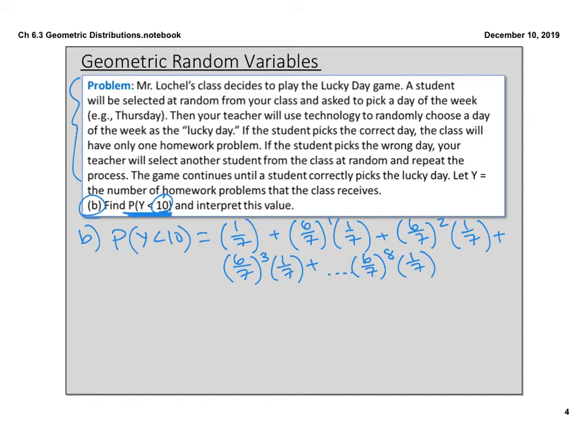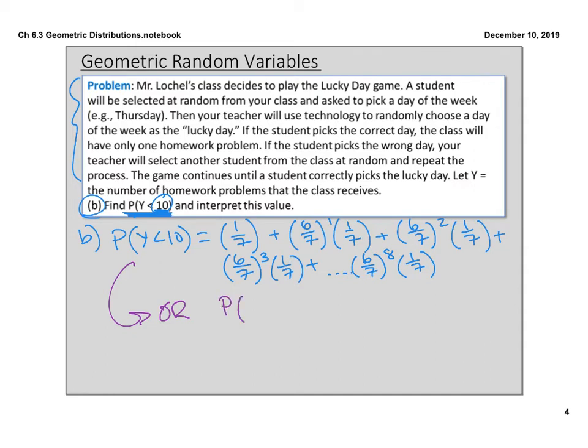Now, it's not really that big of a deal to go through and type all this into our calculator. Going up to 10 isn't so bad. But what if this was y is less than 20? Now you get a whole lot more to type in, and that's just going to take a long time. So there's an alternative approach here. Or you can think of it this way.